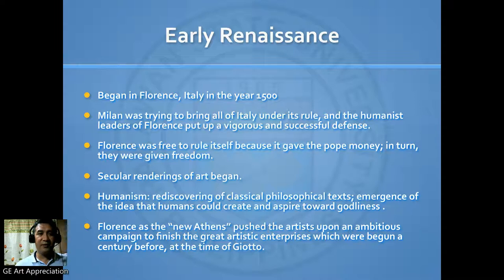Okay, let's take a look at the early Renaissance. The early Renaissance began in Florence, Italy, around the year 1500. Florence was free to rule itself because it gave the Pope money, and in turn they were given freedom. Florence, as the new Athens, pushed the artists upon an ambitious campaign to finish the great artistic enterprises which were begun a century before at the time of Giotto.